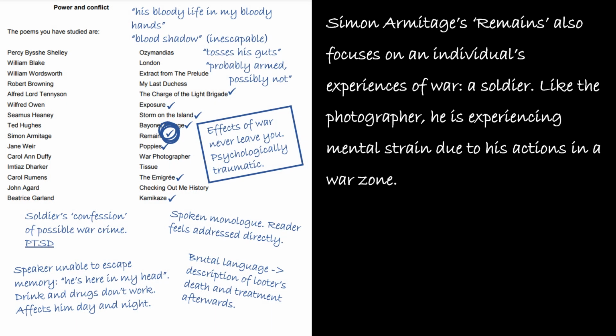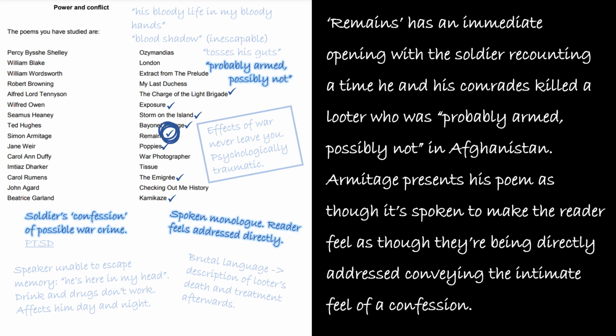When you've tracked to the end, start writing about the second poem. Try to begin by commenting on a similarity. For the remainder of the answer, explain what the second poem has to say on the question focus. So in our example, through the traumatized soldier, Armitage is presenting how the mental scars of war can last a lifetime.